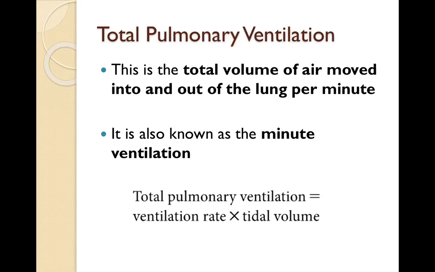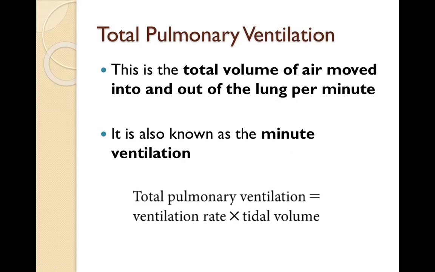Okay, so now that we know how we get around inflating our alveoli uniformly, and we know about changes within our airways and how the radius affects the airflow, we can now talk about total pulmonary ventilation, the total volume of air moved into and out of the lung per minute. This is like the cardiac output of the lungs. It's the total amount of volume of air that's moved in and out. If you ever hear the term minute ventilation, it's exactly the same thing.